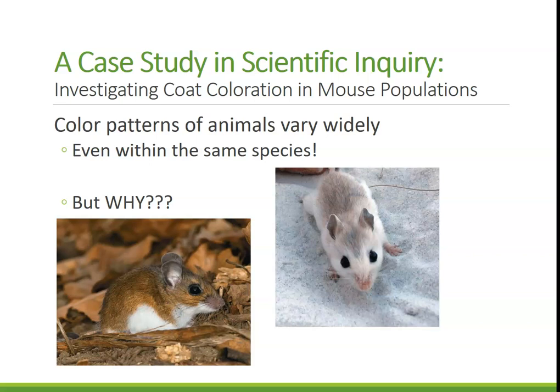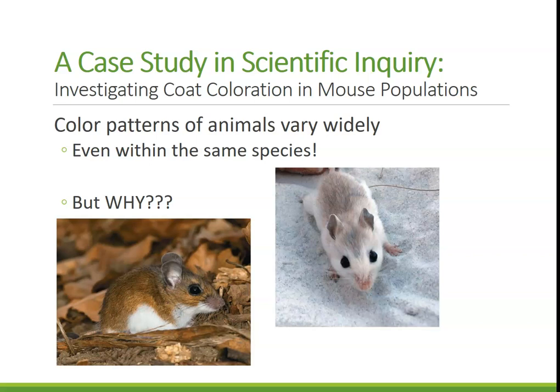We're looking at coat coloration in old field mice. So that's what's pictured here. You see two different old field mice that are part of the same species, but very obviously they have different coat coloration. Now, as lovers of animals, I'm sure you've observed similar patterns before. Animals, even within the same species, can have very different coloration patterns. It can range, like these mice, from very dark to very light, or it can be a little bit more subtle than that.